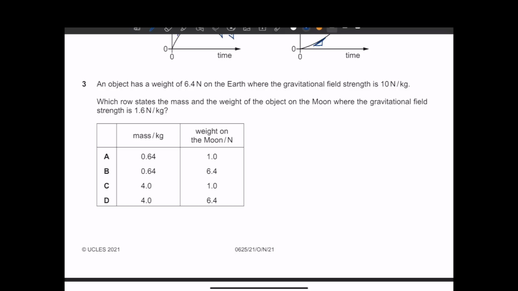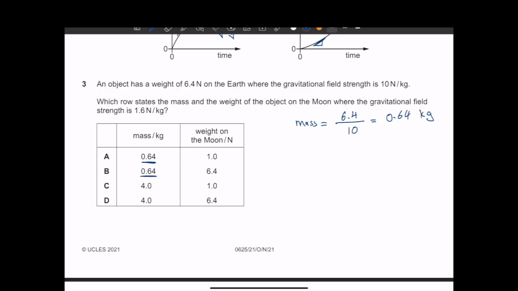Just find the mass first. The mass of the body on the Earth equals 6.4, which is the weight, divided by the gravity acceleration. It could give you 0.64 kilograms. So I'm going to choose 0.64. This is the mass. So the answer is A or B.